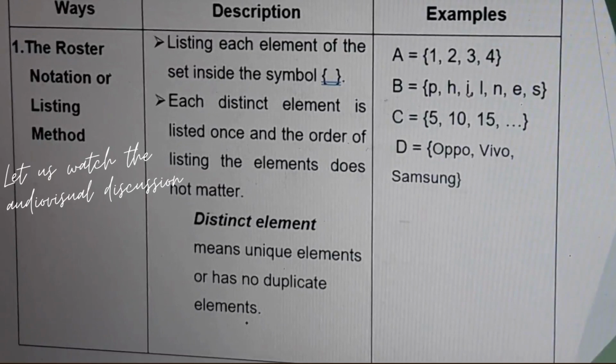The three ways to describe a set. We have roster notation, or the listing method. Roster notation or listing method is a way of listing each element of a set inside the symbol of braces. Each distinct element is listed once, and the order of listing the elements does not matter. Listing elements means unique elements, with no duplicate elements. So you should take note of that. Examples: we have set A, the roster of numbers 1, 2, 3, 4.